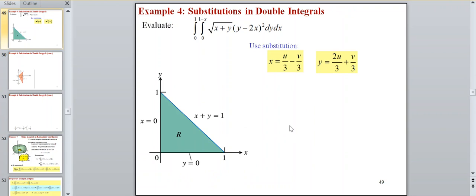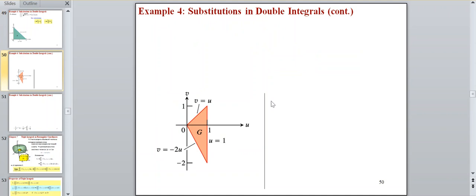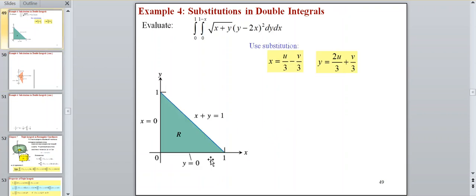But one thing I would like to explain: you may wonder, when we use this substitution, the region R is mapped to region G in the UV plane. But why is G like this? How do we get G? This is my point. Look at here. Region R is bounded by these three lines: x plus y equals 1, y equals 0, x equals 0, right?